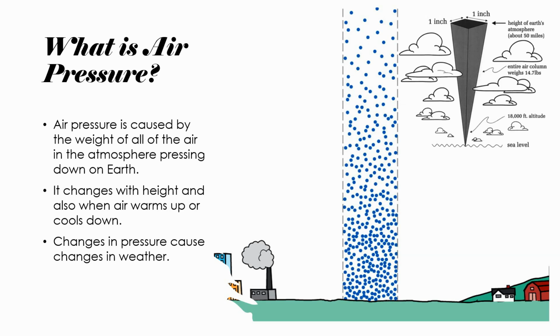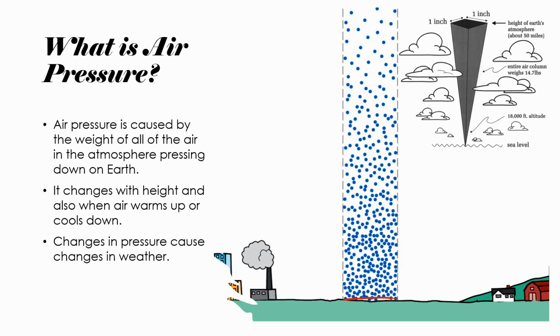What is air pressure? A little bit of a reminder. It's caused by the weight of all the air in the atmosphere that's pressing down on you. If you look at the bottom here, underneath this big column of air, you're going to see that there's a huge amount of air molecules sitting on top of you. They each have a little bit of force of gravity pulling them downwards, and as it pulls down on you, it's going to add some weight to you.